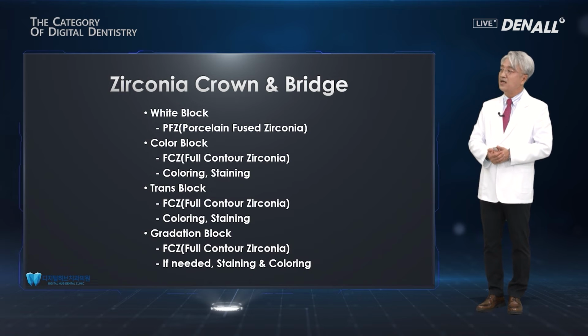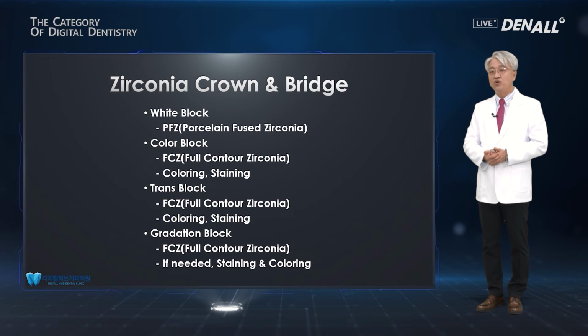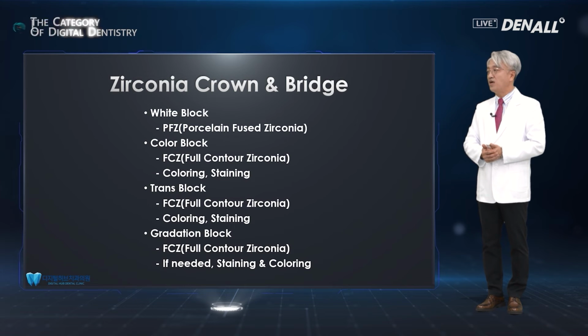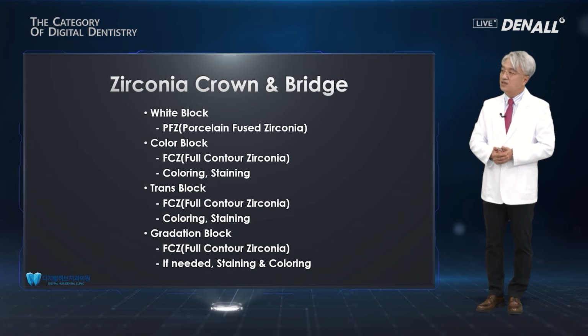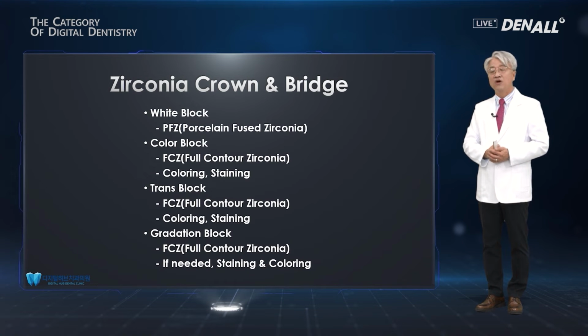But then we had color blocks, A1, A2, A3, B2, B3, indicating the colors of the teeth, on the zirconia block. So it became easier to choose intuitive colors for the teeth. But this block for coloring and staining is a bit complicated, and compared to all ceramics, aesthetically, it has some problems.